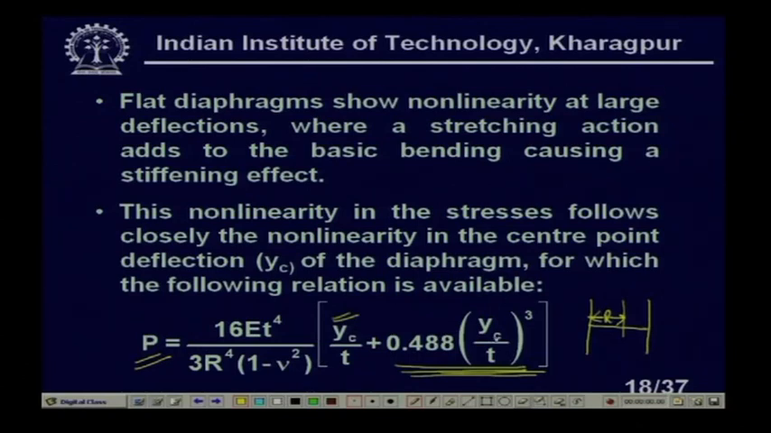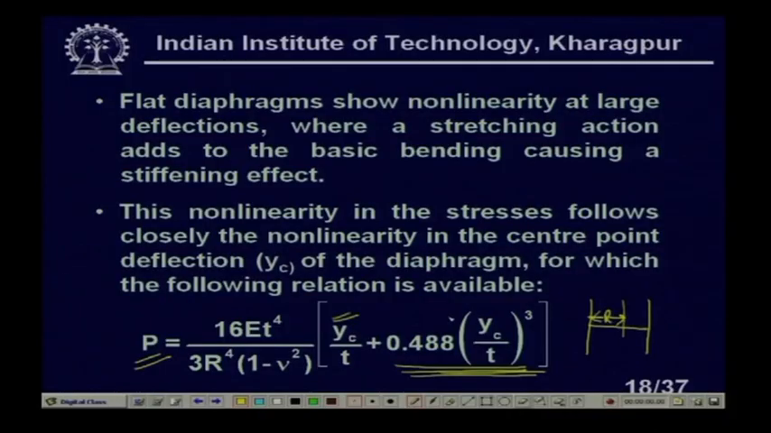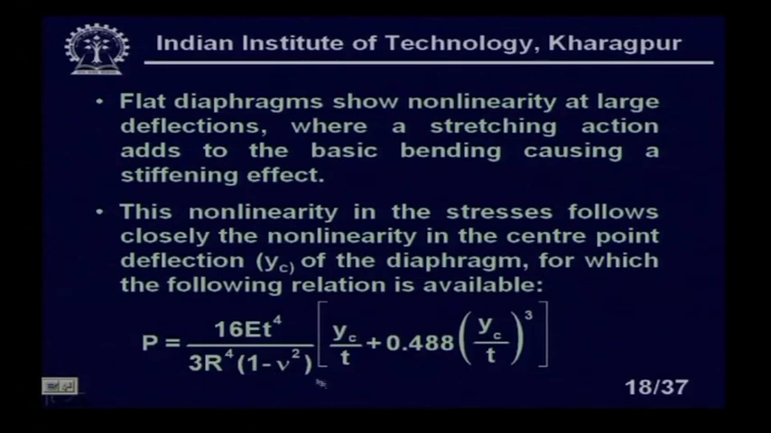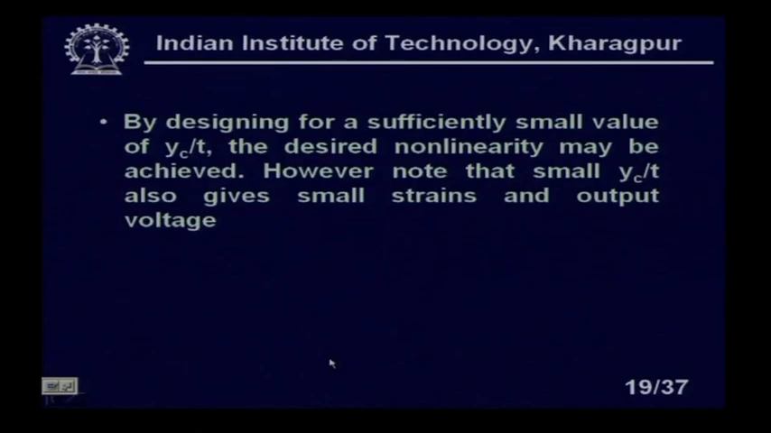We will solve some problems on how much nonlinearity will be introduced by this. But always, the deflection of the central point of the diaphragm should be much less compared to the thickness of the diaphragm. So, these two, YC and T, are quite related, to eliminate the nonlinearity in the system. Let us go back again. By designing for sufficiently small values of YC by T, the desired nonlinearity may be achieved.